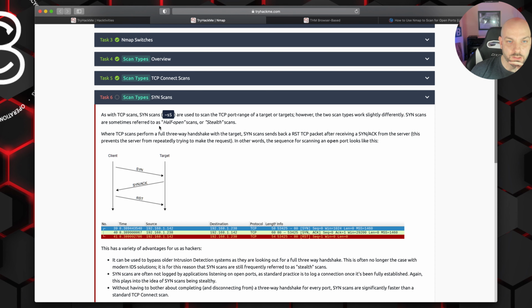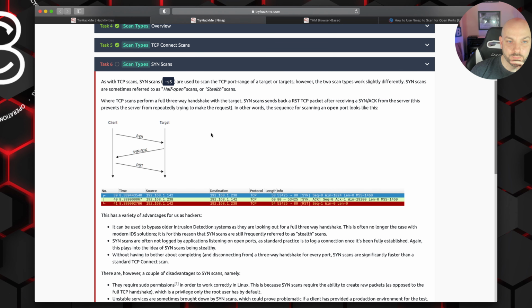SYN Scan. So these are the half-open or stealth scans. Instead of sending back that ACK, once it gets the SYN ACK back from the target, it sends a reset. Okay.